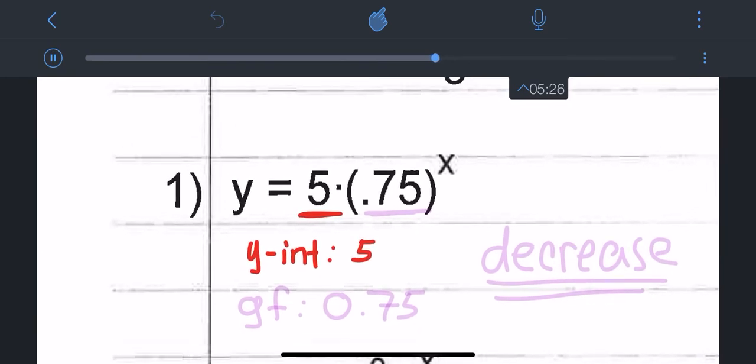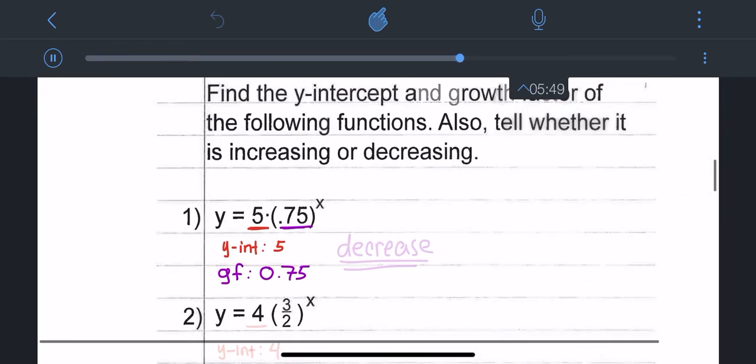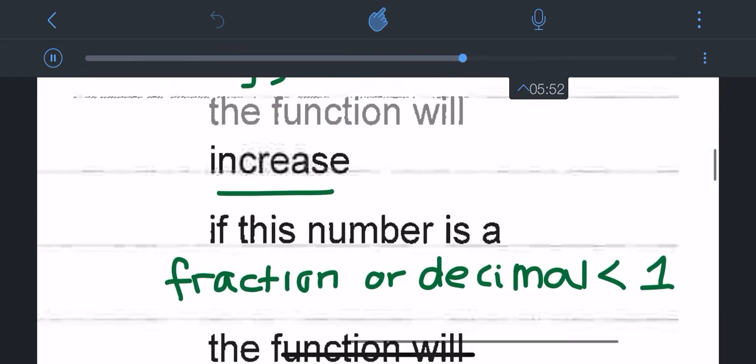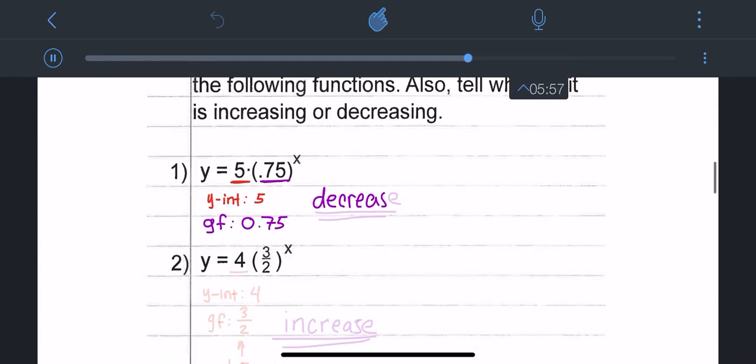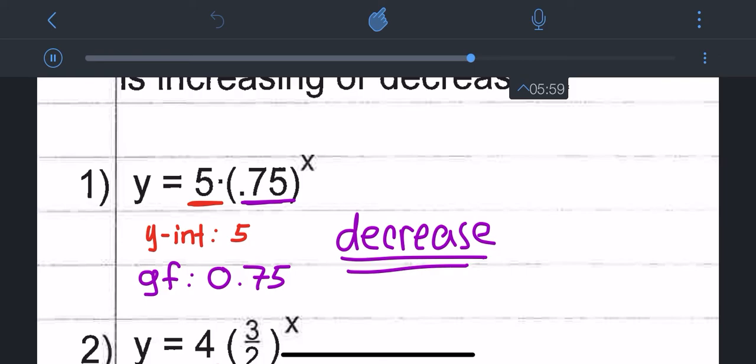And then what's the growth factor? Well, the growth factor is right here. So the growth factor, I'm going to say GF for growth factor, is 0.75. And now you'll notice that 0.75 is a decimal less than 1. So what does that mean? Does that mean our function is going to increase or decrease? Well, if you look back at our notes, decimal less than 1 means the function is going to decrease. Okay, so that's what it wants us to do for this example.